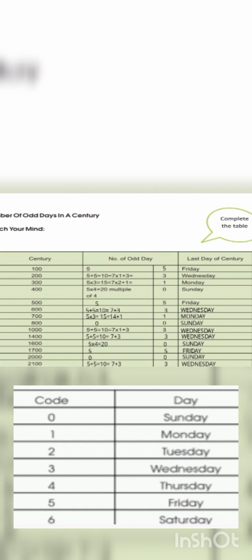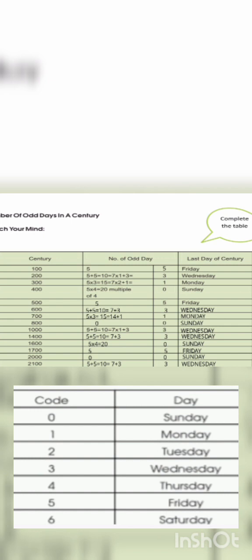So basically these 7 days make a week, and 3 extra days are considered as the odd days. So we know when there are 3 odd days, the last day would be Wednesday. Now let's calculate for 300.